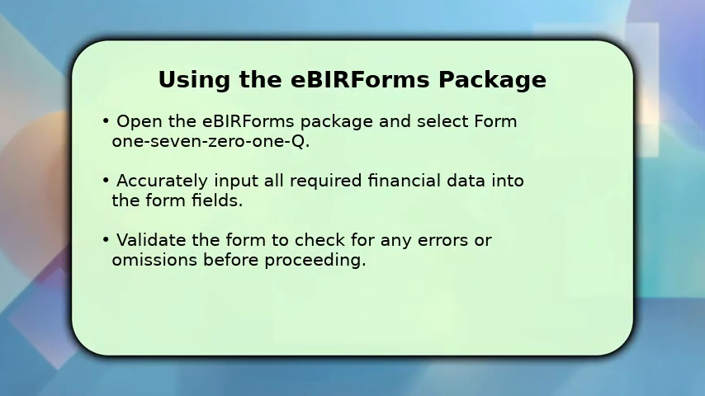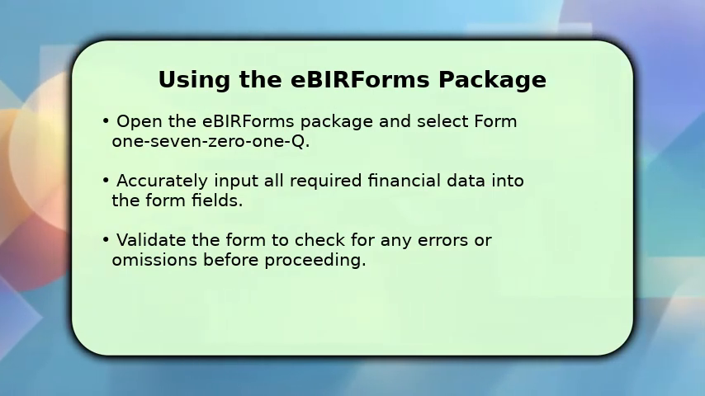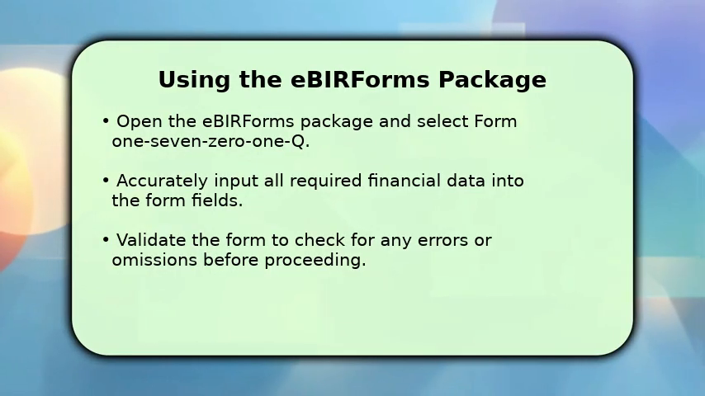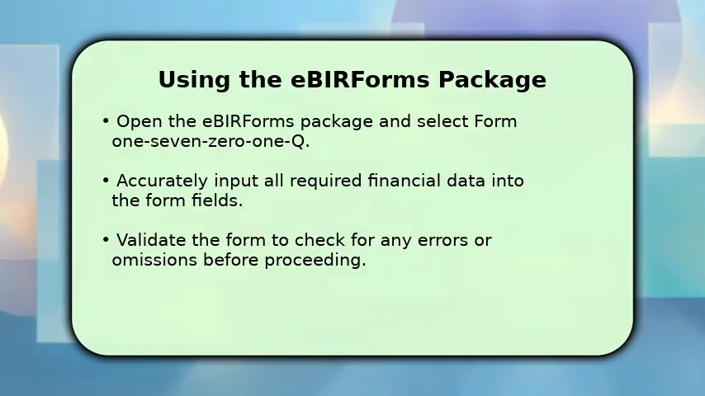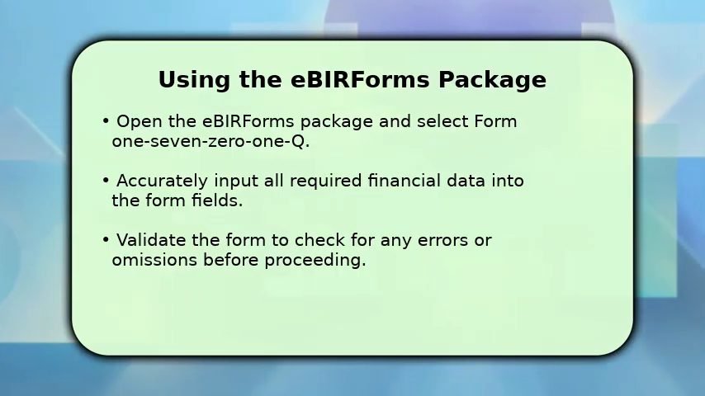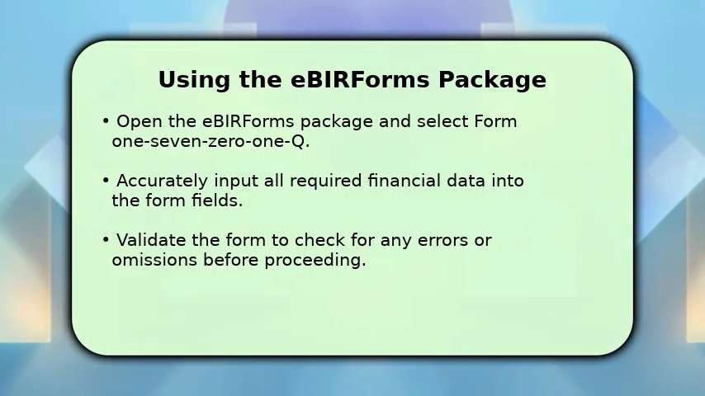Once your documents are ready, open the BIR Forms package and choose Form 1701Q from the list. Carefully input all your financial data into the corresponding fields, double-checking each entry for accuracy. After completing the form, click the Validate button. This step is vital as it identifies any missing information or calculation errors, helping you correct them before submission.